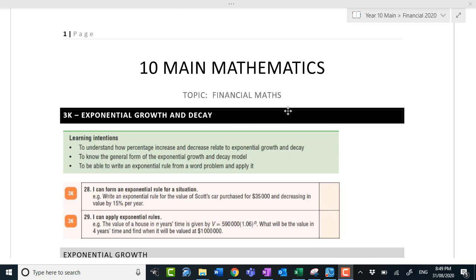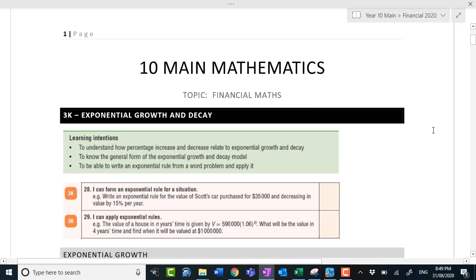This is financial maths, and just to give you an overview, financial maths is a topic in general maths. If you're going on to do general, it's a good topic to do and to give you some exposure to some of these. We're going to start with exponential growth and decay.